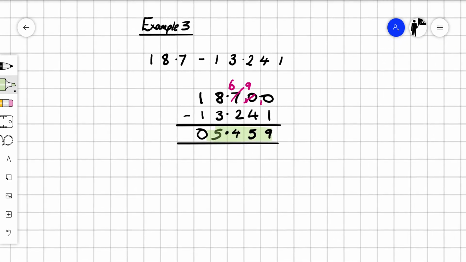So main tips: make sure you've got the same number of decimal places. If you need to add in zeros at the end, that's fine. And make sure your place value is lined up properly.